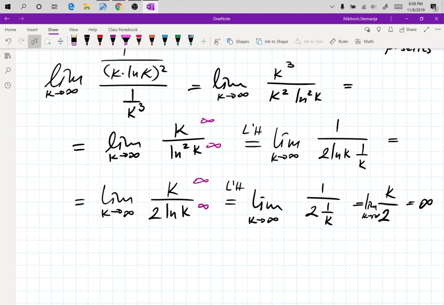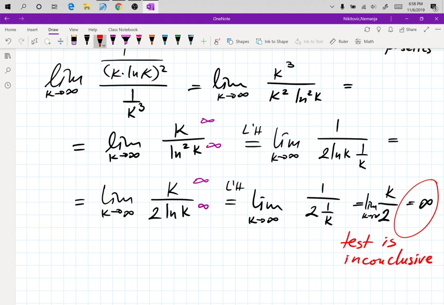So this might be the problem that we have to deal with using direct comparison. So here I'll write in blood, test is inconclusive. You must have a finite value. I don't care if it's 1 or 1/3 or pi. Your limit must be a finite number. We got infinity. That means that this test cannot be used, limit test cannot be used on this problem.